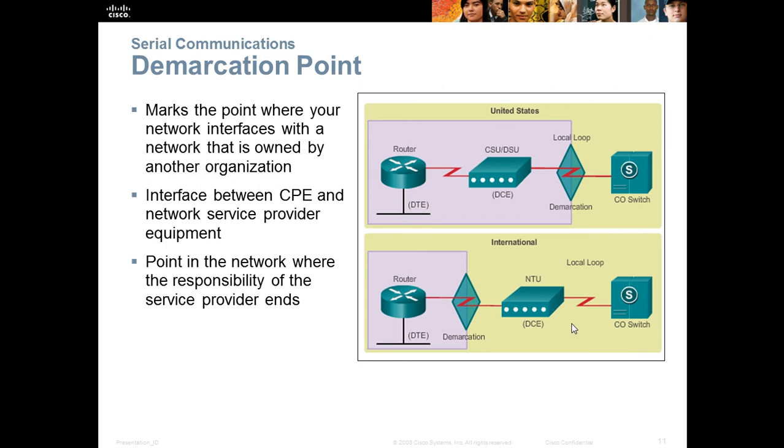Demarcation point. Demarcation marks the point where your network interfaces with a network that is owned by another organization, for example, the connection from your home to your telecom provider. It is an interface between the CPE, which is the customer premises equipment, and the network service provider's equipment. It is the point in the network where the responsibility of the service provider ends.